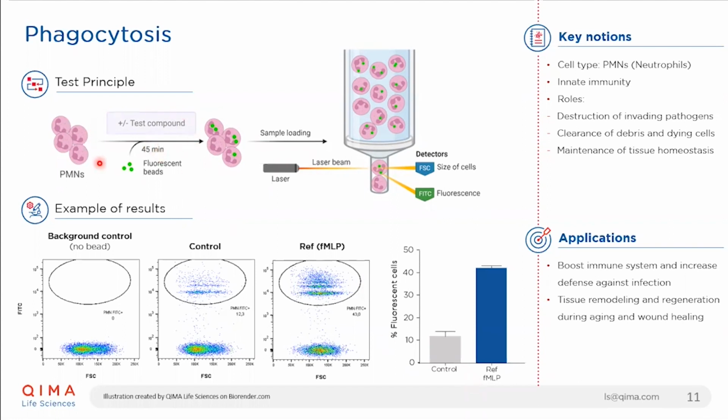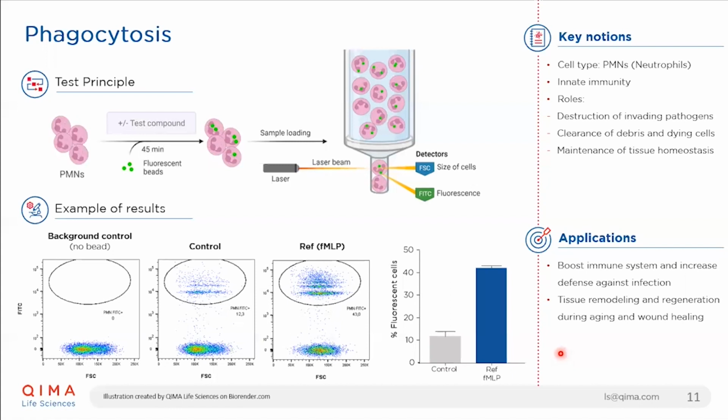By adding your compound of interest during this process, we can easily observe whether it can facilitate the phagocytosis process or not. This assay allows the testing of compounds that may stimulate the immune system or increase defense against pathogens, and it may give information on, for example, potential bactericidal activity.